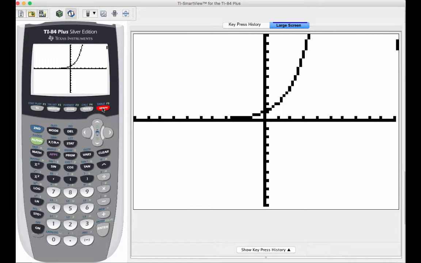So the first one is our stock one. That's 2 to the x, and this is 2 to the x plus 3. Now notice what happened. This point right here is at (0, 1). That point, (0, 1), was shifted over 3 units. It's now at (-3, 1), so it was shifted 3 units to the left.